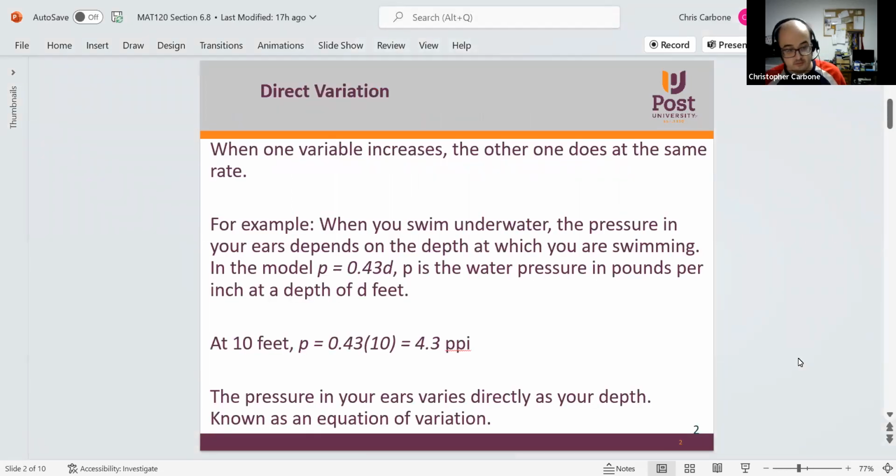So direct variation, this is where one variable increases, the other does so at the same rate. To give an example of that, when you swim underwater, the pressure in your ears depends on the depth at which you are swimming. In the model, P is equal to 0.43 times D. P is the water pressure in pounds per inch, and D is the depth in feet. So at 10 feet, we could do P is equal to 0.43 times 10 to get 4.3 pounds per inch. The pressure in your ears varies directly as your depth, and this is an equation of variation, right?